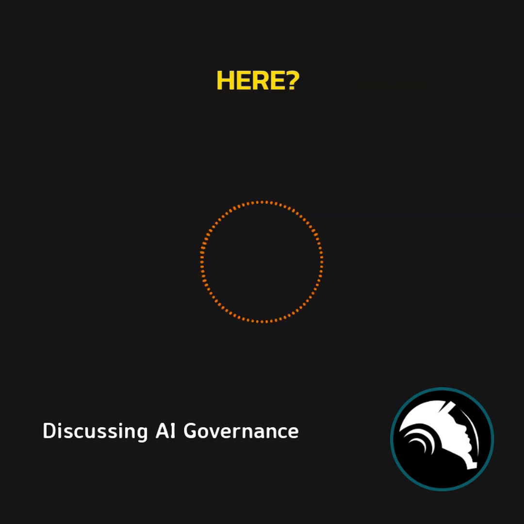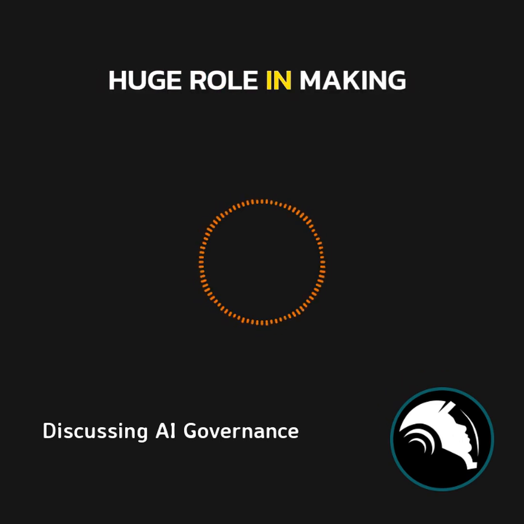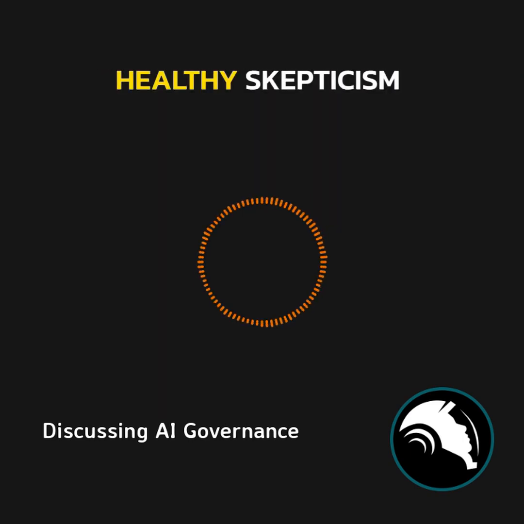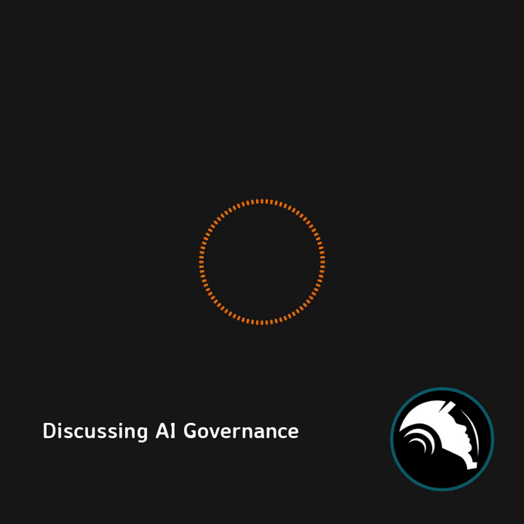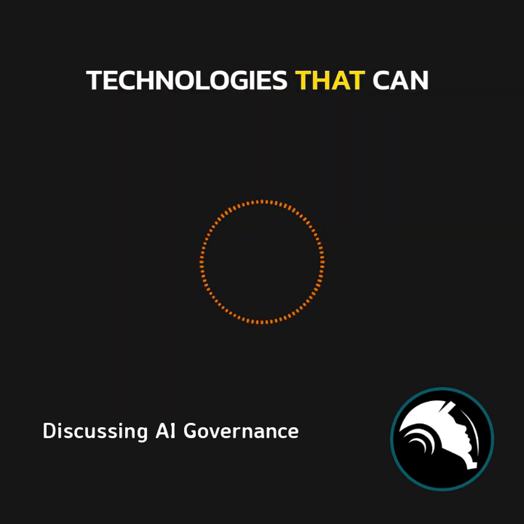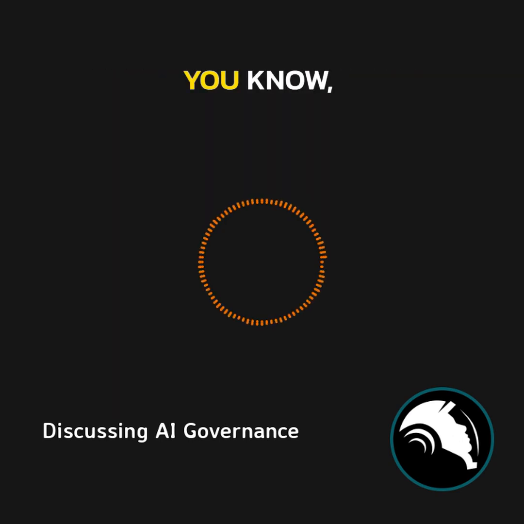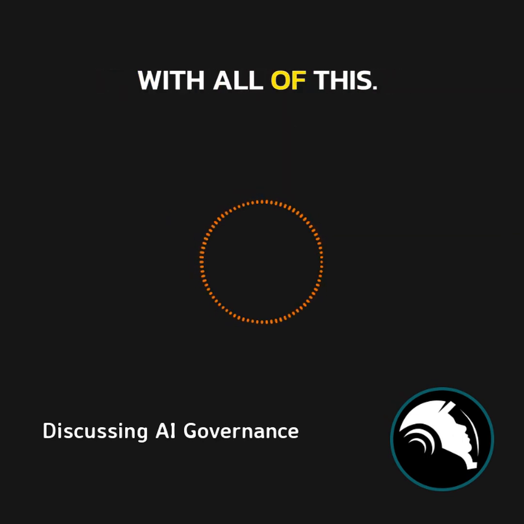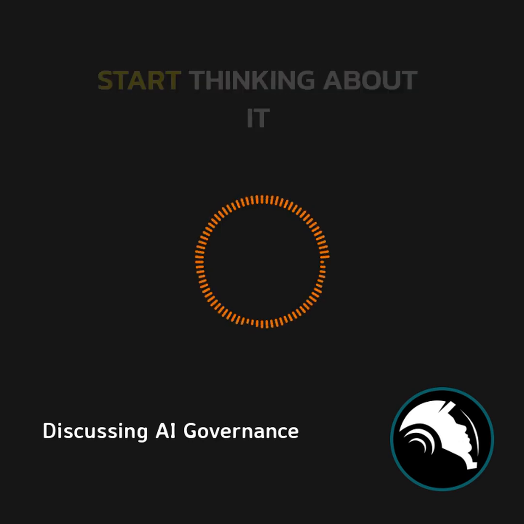How do the 4Es apply here? Well, education can play a huge role in making people aware of these risks and how to protect themselves. We need to develop a healthy skepticism toward any kind of digital content, especially audio and video. So basically, don't believe everything you see online. Pretty much. And then with enforcement, we could look at creating new laws and regulations to combat this kind of AI-powered impersonation and fraud. Maybe even develop technologies that can detect deepfakes and authenticate real content. It sounds like we're going to need a whole new set of tools to deal with all of this. We probably will, but it's important to start thinking about it now.